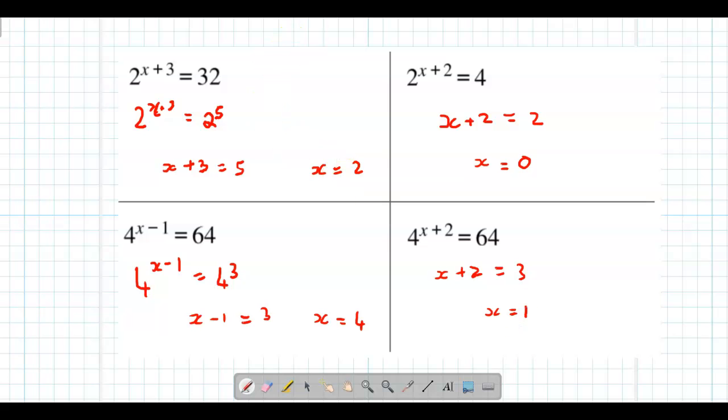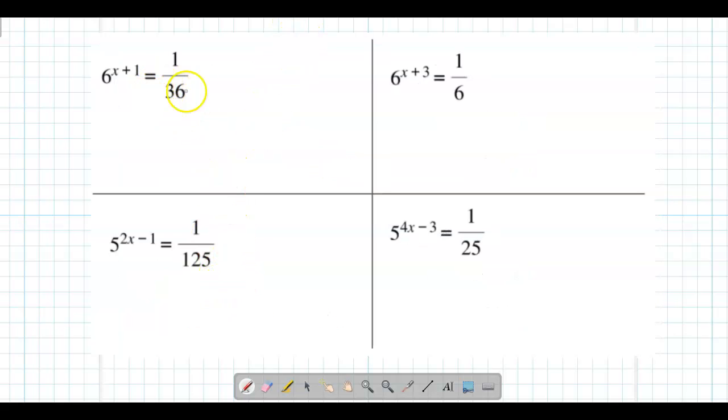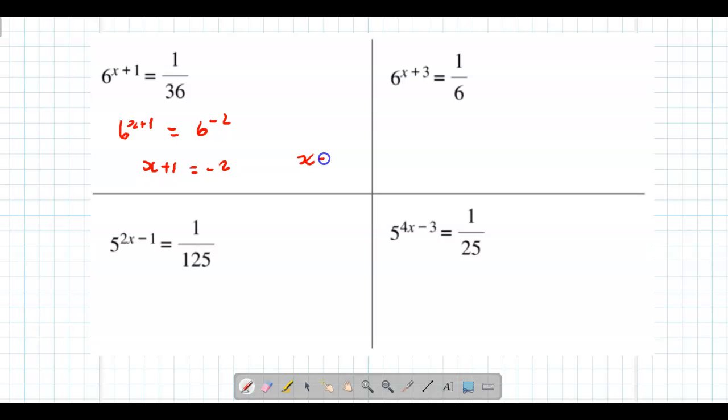Okay, let's move on to another set of equations. Now all this is going to do is involve the negative part of the exponent here. So here we're going to have 6 to the power of x plus 1. So we're just beginning to build up and use some of the rules that we've done previously. And 36 is 6 to the power of minus 2. So remember that minus flips it over and makes it 1 over 6 squared. So again here we've got x plus 1 is equal to negative 2. If we take 1 away from both sides, then x must be negative 3.